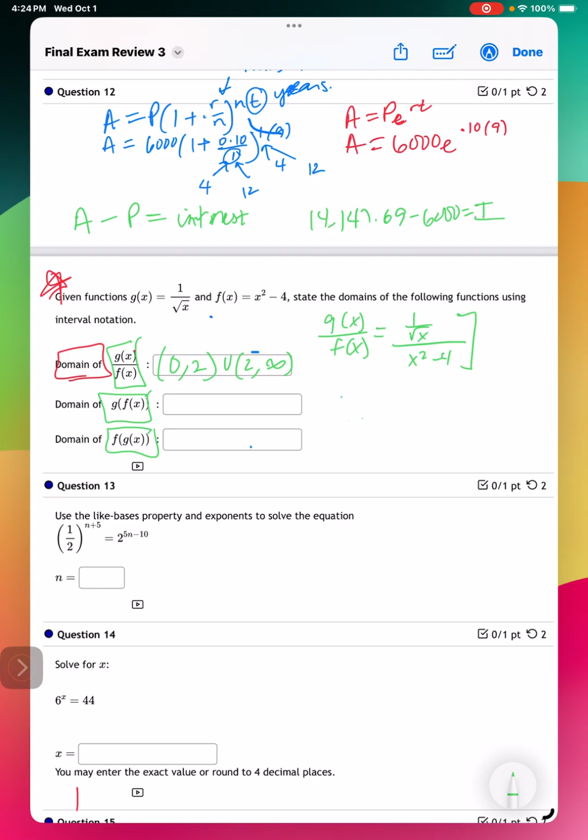Now let's talk about compositions again. And on this one, I'm going to switch over to colors. I'm going to do this function in blue.